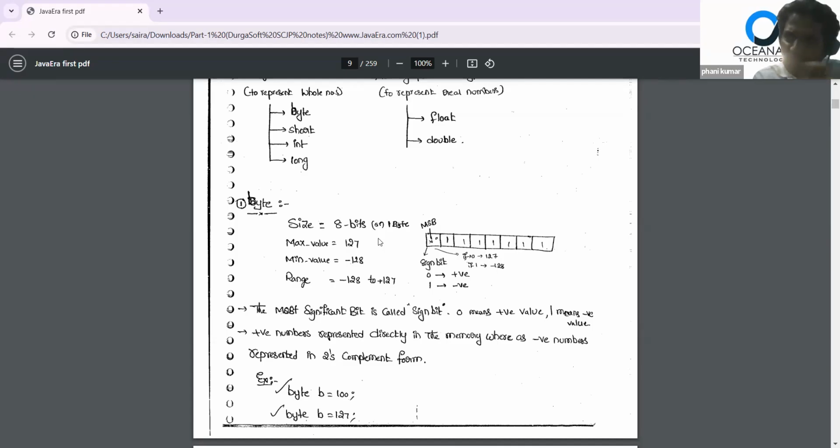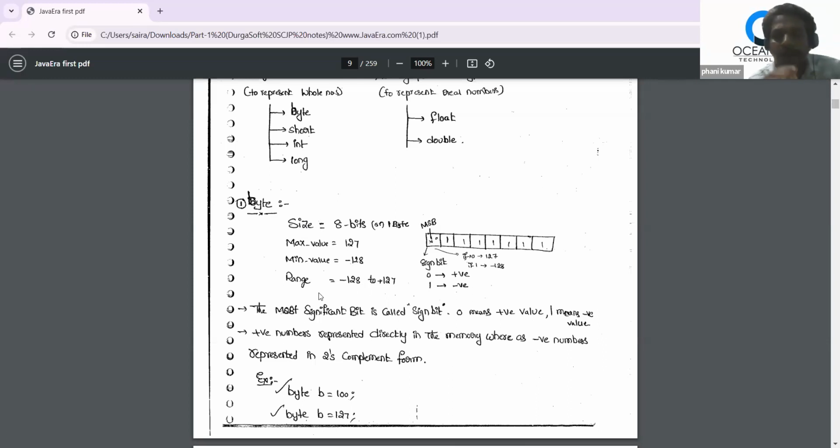The system stores the 8 bits in an array. The last place of that array is called MSB. The leftmost side last bit is called MSB. The most significant bit is called a sign bit. So the size of byte is 8 bits.